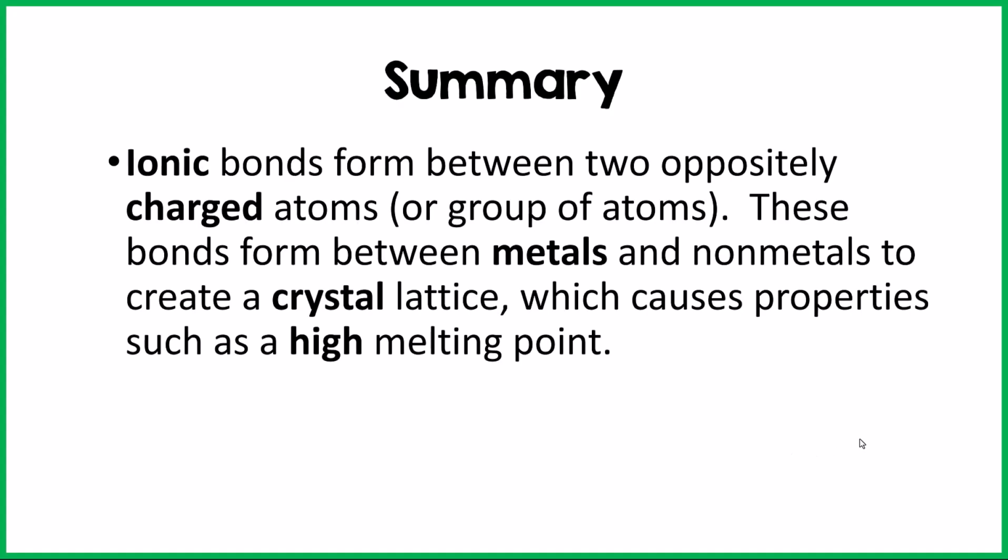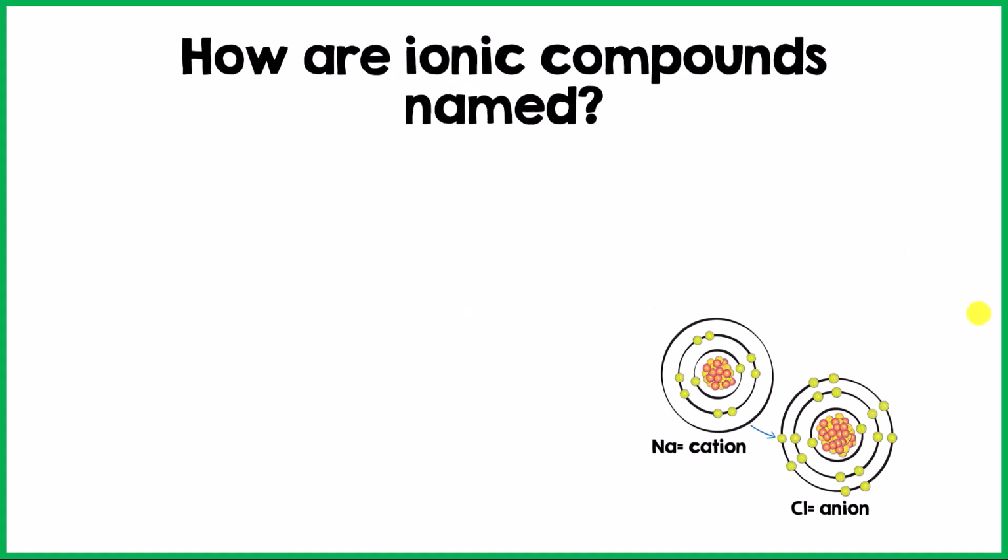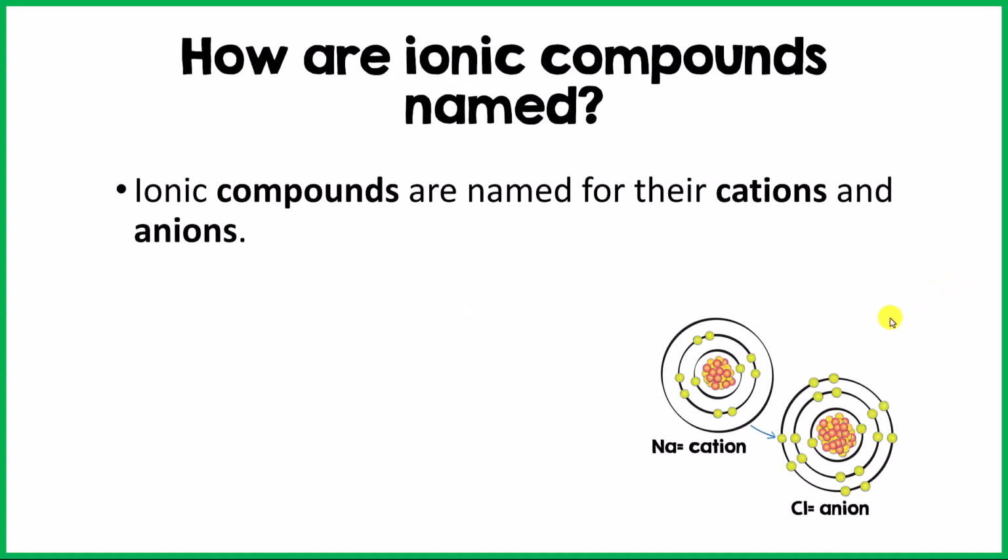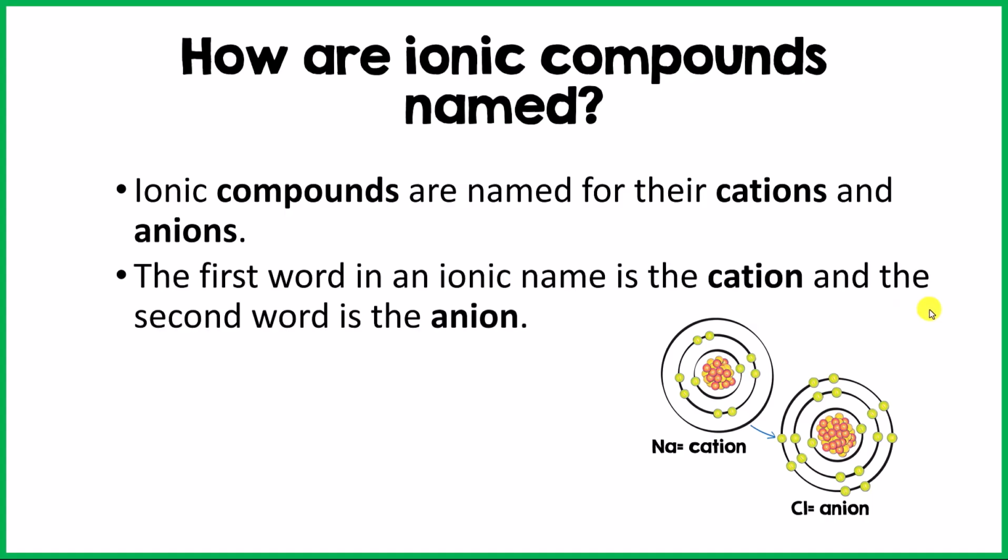In summary, ionic bonds form between 2 oppositely charged atoms or groups of atoms. These bonds form between metals and nonmetals to create a crystal lattice, which causes properties such as a high melting point. So how do we name these ionic compounds? Well, ionic compounds are named for their cations and their anions. The first word in an ionic name is the cation, and the second word is the anion, with a little bit of an adjustment.